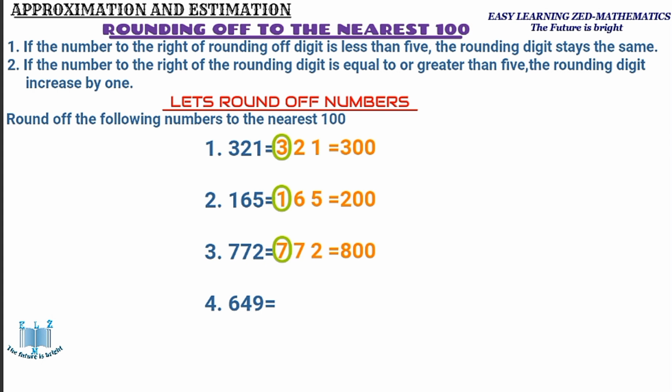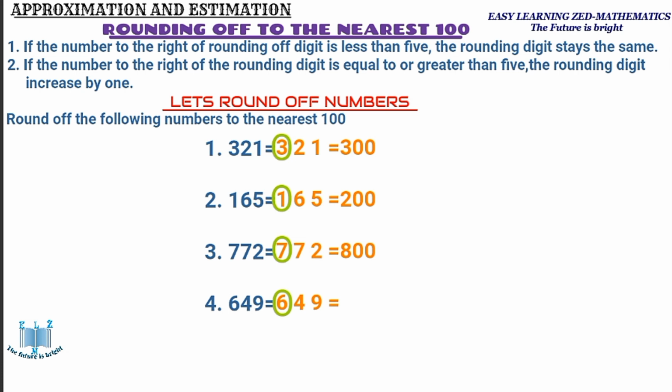Let's go to question number 4. They're asking us to round off 649 to the nearest hundreds. So I'm going to rewrite this number, then identify the rounding digit, which is 6 there, and it's also occupying the place value of hundreds. Now I'm going to look at the number which is on the right side of the rounding digit, which is 4. 4 is less than 5.